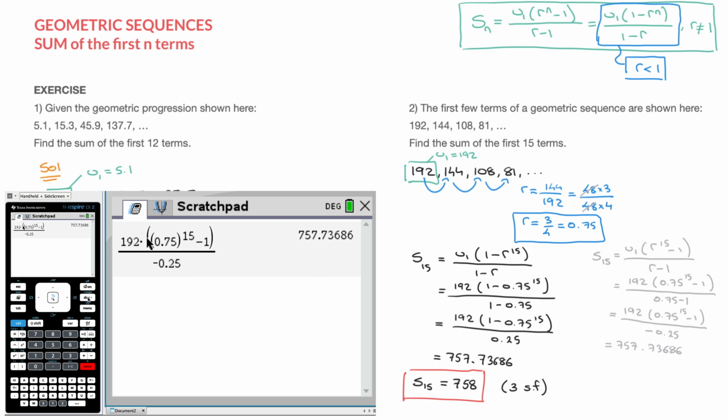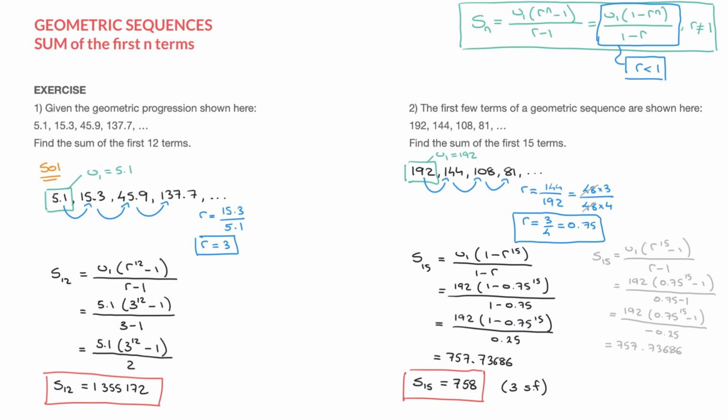And so hopefully you're now convinced that it doesn't matter which of these two formulae you'll use. It's simply convenient to use the one I boxed in blue when the common ratio is less than 1. And there we go. We now know the formula for calculating the sum of the first n terms of a geometric sequence, and of course, we now know how to use it. And that's it for this tutorial.